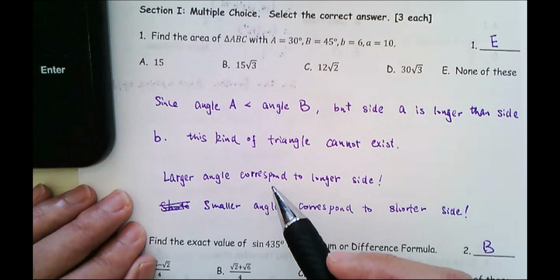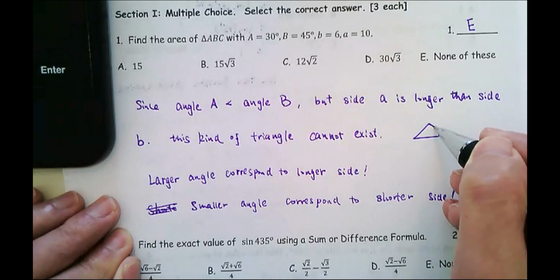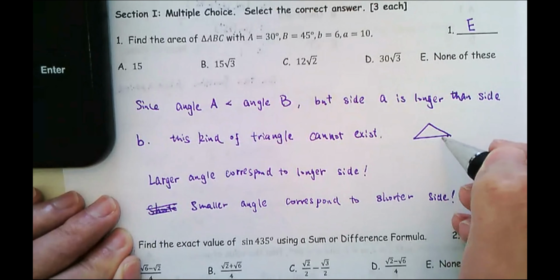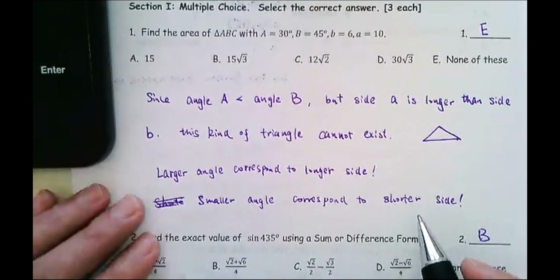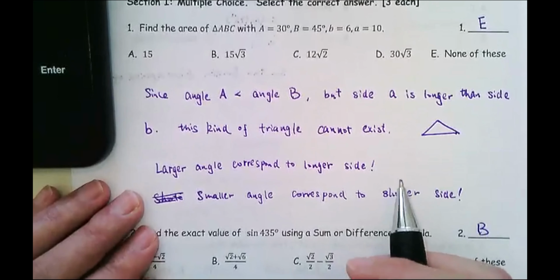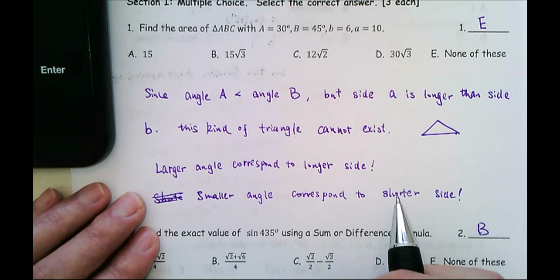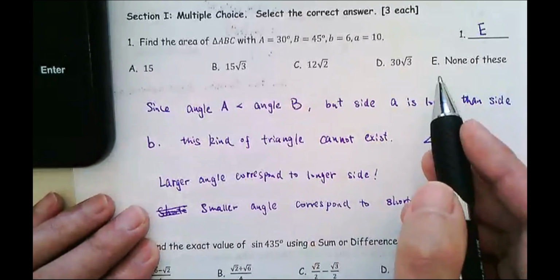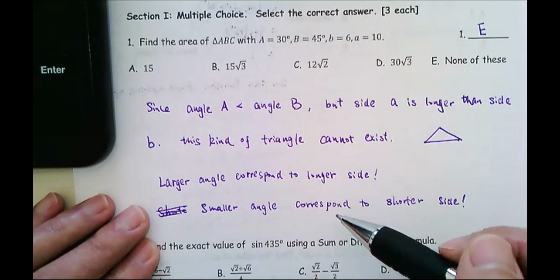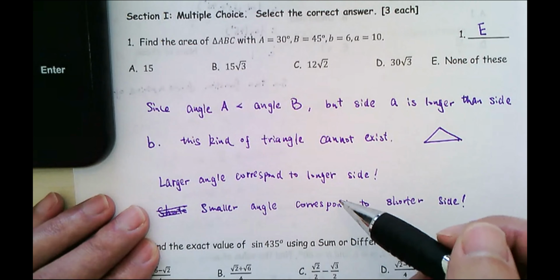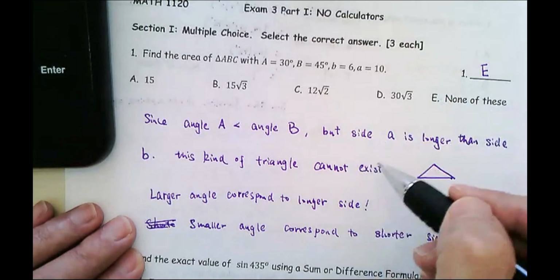Just think about any triangle you have. Larger angle corresponds to longer side. Smaller angle corresponds to the shorter side. Okay. Does anyone have any question? So none of this is true for this. Okay. Does anyone have any question about this answer and this explanation?